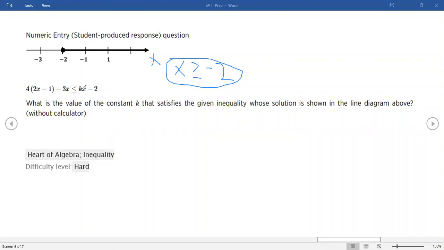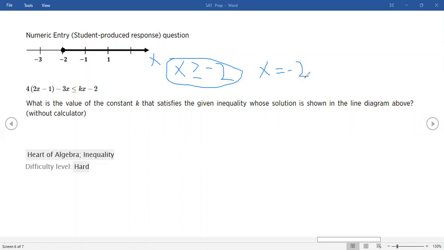And so one way to solve this that makes life very easy, you don't have to think or even know that it's an inequality, is just substitute -2. I mean, x is greater than or equal to -2. That also means x can equal -2. x equals -2 is a number in that set of numbers, right? Or in that interval of numbers.